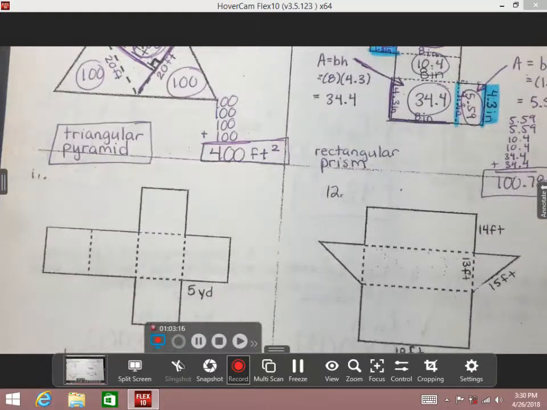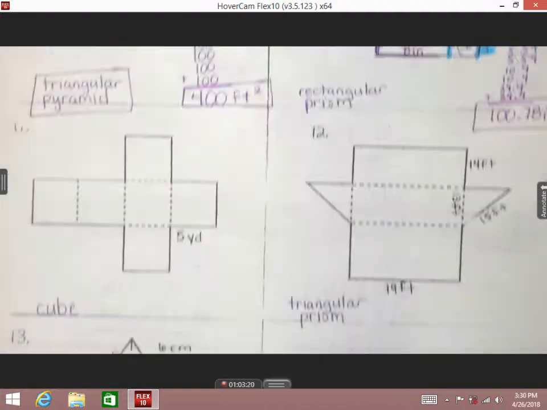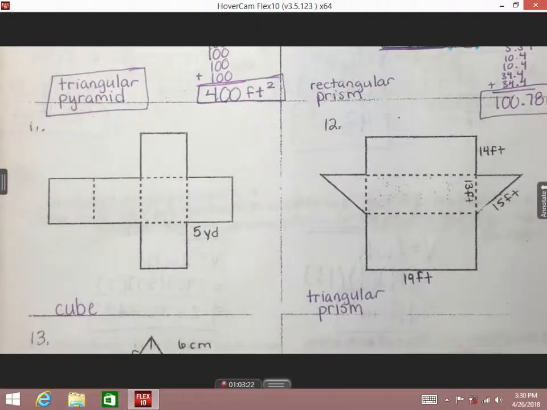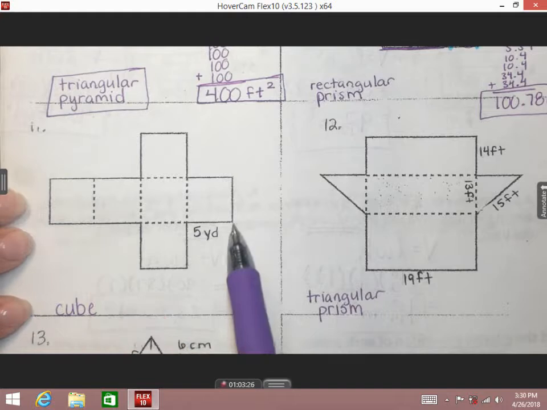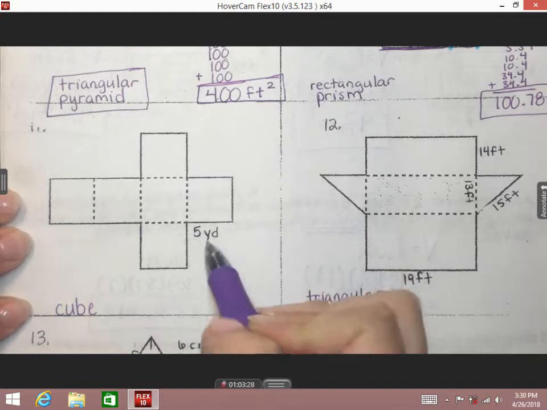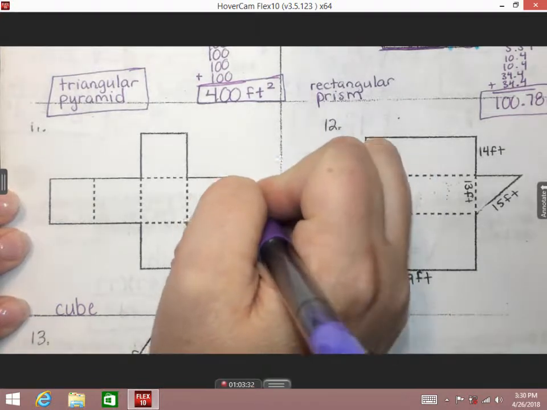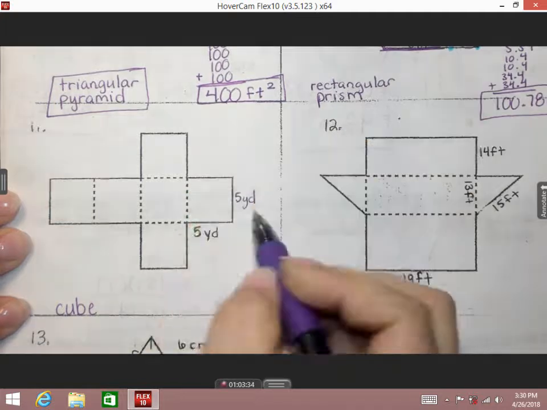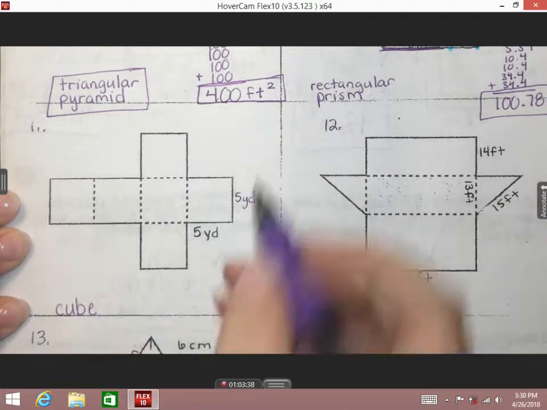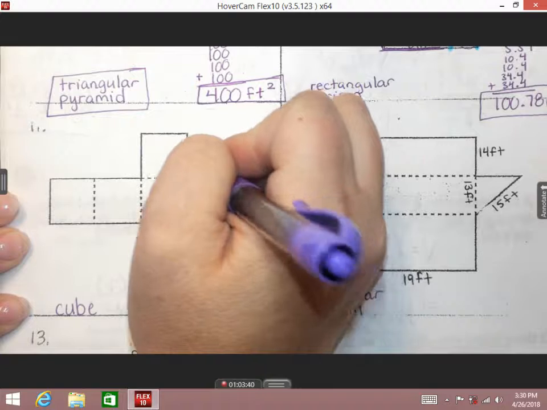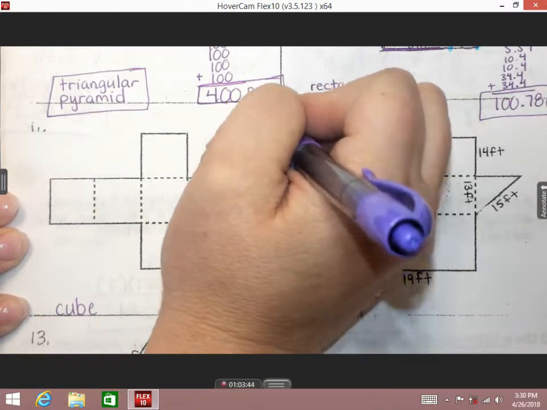Okay, so we are on number 11. All right, so 11 is one of the best shapes because it's the easiest shape. This is a cube, which means all of my sides are a square. So if the bottom is 5 yards, since it's a square, I know the side is also going to be 5 yards. All right, from here, we know every single square is the same square, so I can just go ahead and work out this one square using area equals base times height.